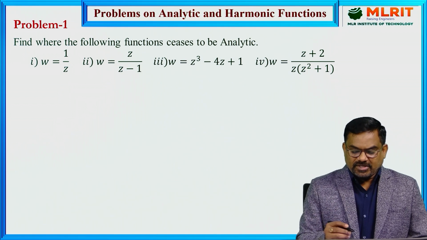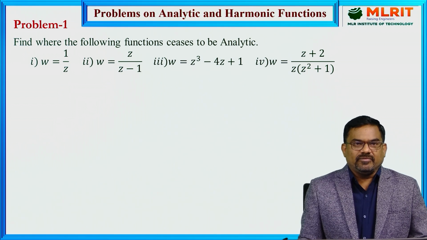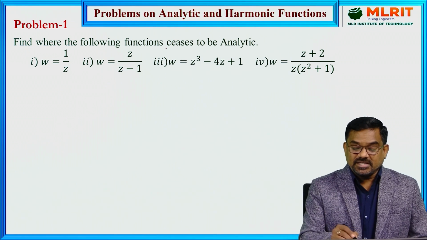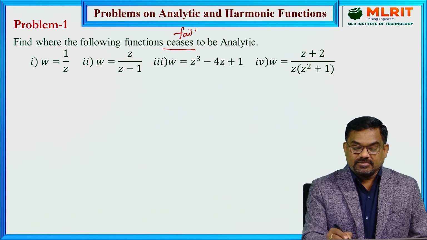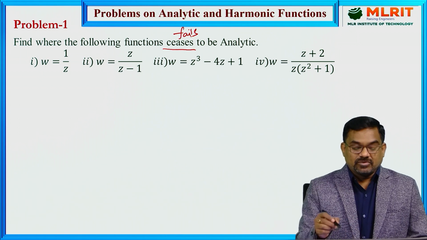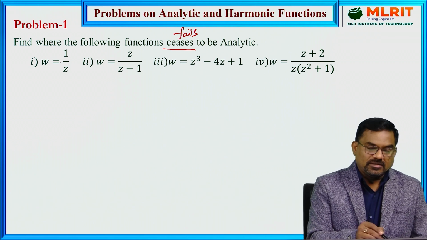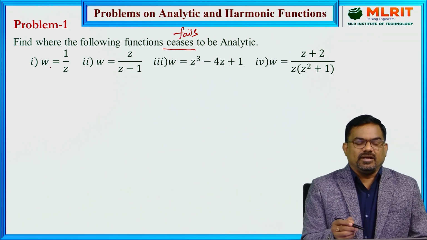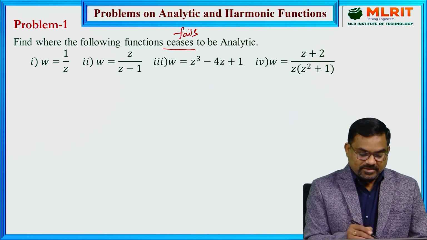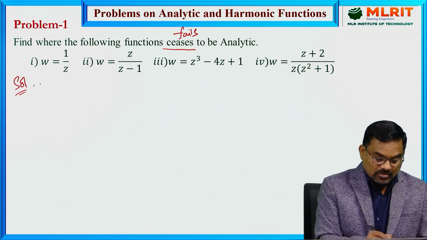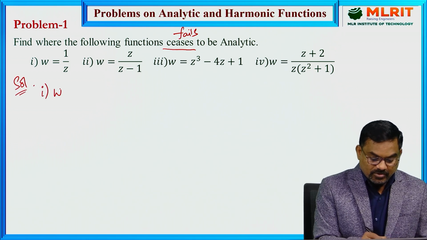Now coming to the first problem, find where the following functions cease to be analytic. Ceases, that means fails to be analytic. So that means where the function w fails to be analytic, we need to find out that point. So first one, w equal to 1 by z.